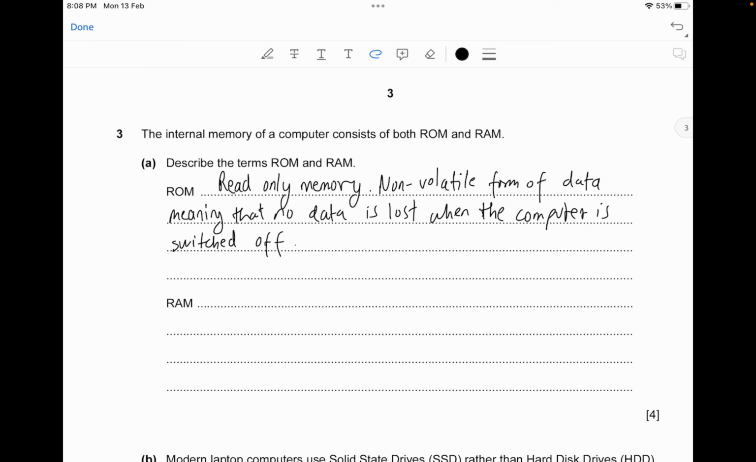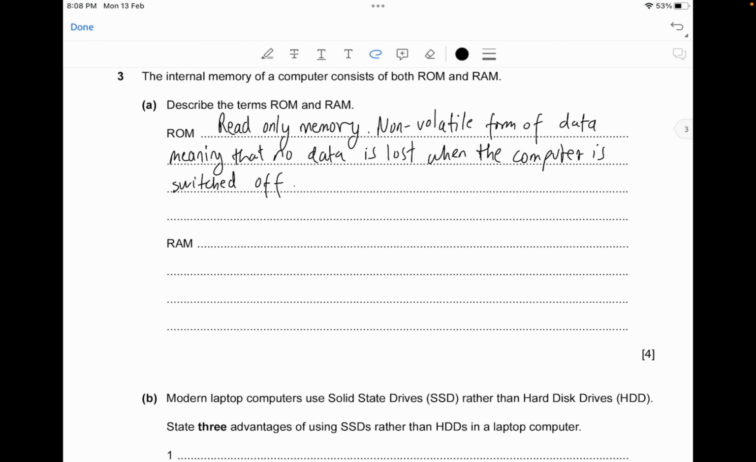You can also mention that it's used to store the startup instructions of the computer itself. RAM. Now, what does RAM mean? RAM is random access memory.